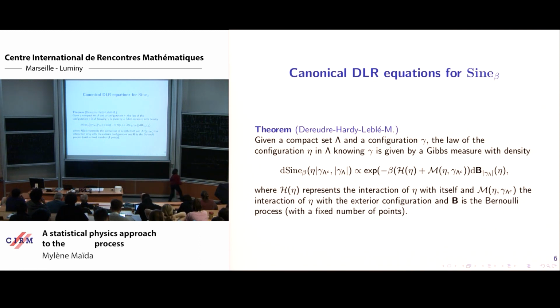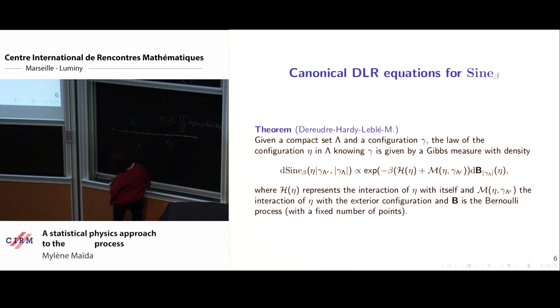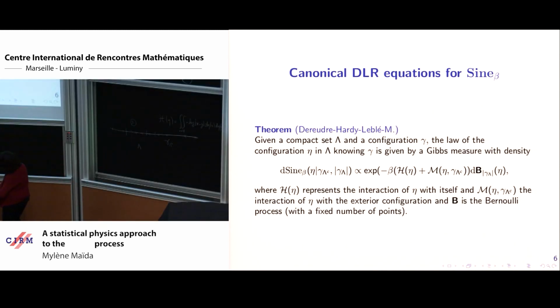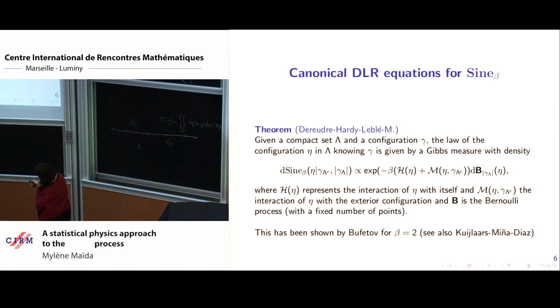So what it says is that the new configuration has the same law as the initial one. And B here is what we call the Bernoulli process. You just draw 2 points uniformly in lambda, and then you define the measure with these points. As it is a little bit tricky to understand, I will give you a more formal statement, a more formal writing of the equation.